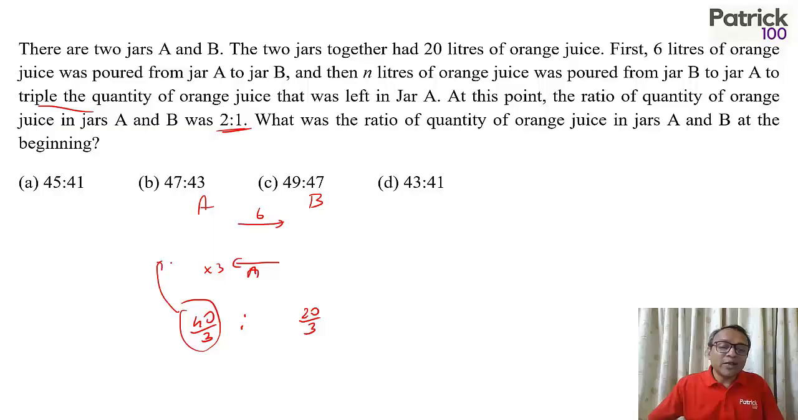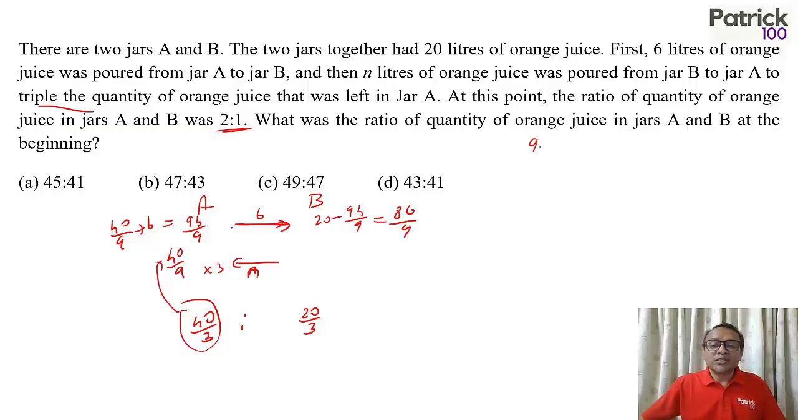So before adding n, it will become 1/3 of it, 40 upon 9, because after it becomes triple. Because you're reversing the calculation. When you go from the end to the start, you reverse the calculation. Here you removed 6, so now you add 6. 40 upon 9 plus 6, you will realize this is 94 upon 9. If this is 94 upon 9, the other will be 20 minus 94 upon 9, which is 86 upon 9. So the ratio is 94 upon 9 to 86 upon 9. You will get 47 is to 43.